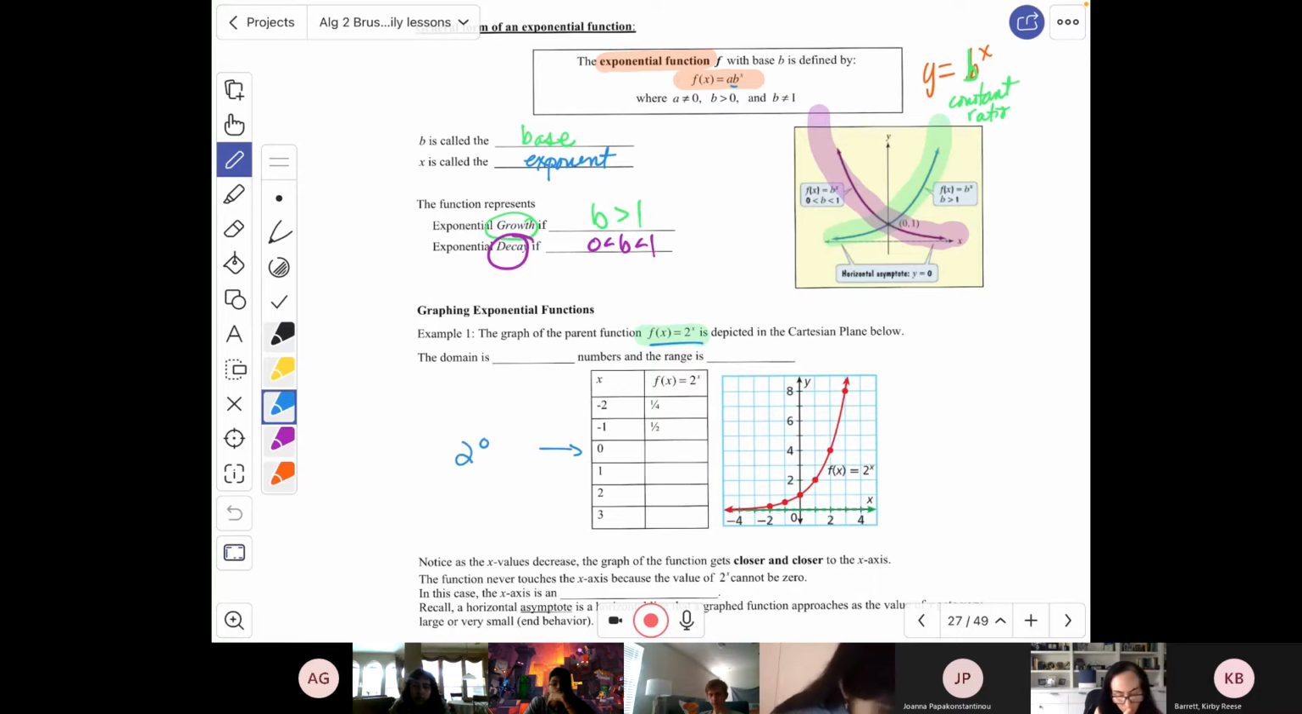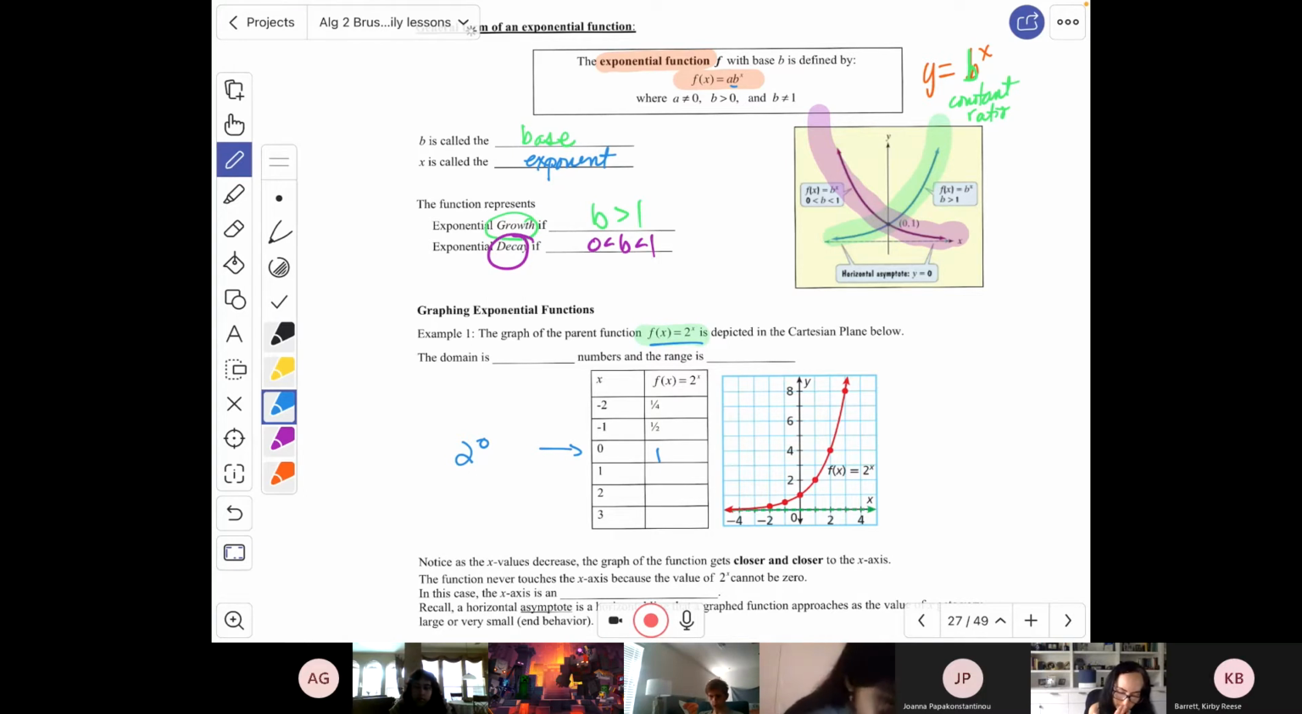1. Any number to the 0 power, Christopher, is 1, other than 0. 0 to the 0 power is a whole other world that you'll discuss in pre-calc when you do limits. What if x is 1?